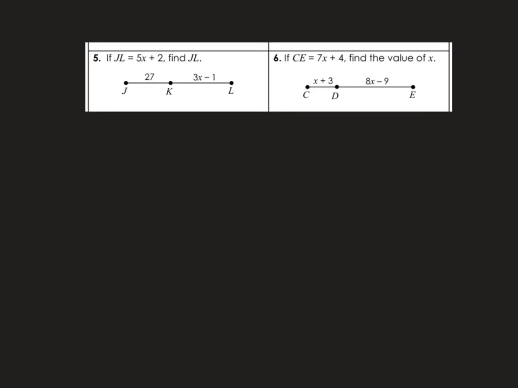Number 5 comes with a segment, JL. The entire thing is JL. And then we have 2 little parts, segment JK, and segment KL. So let's write the segment addition postulate as it applies. The length of JK plus the length of segment KL is equal to the long one, JL.